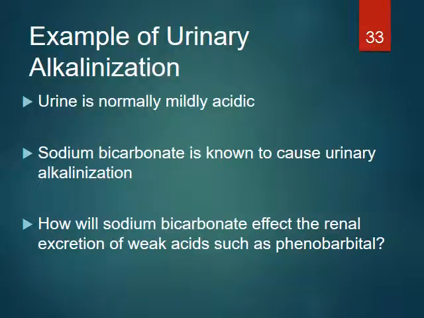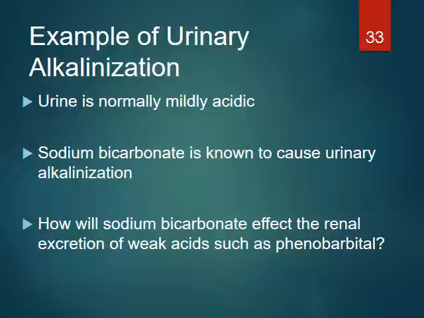A good example: typically urine is mildly acidic, usually between about 5 and 7 for most cases. And we know that by giving sodium bicarbonate intravenously, we can see urinary alkalinization, where we actually increase the pH of the urine. So if we were to give sodium bicarbonate to a patient who was receiving phenobarbital, which is a weak acid, how do we think that's going to affect the renal excretion of that medication?